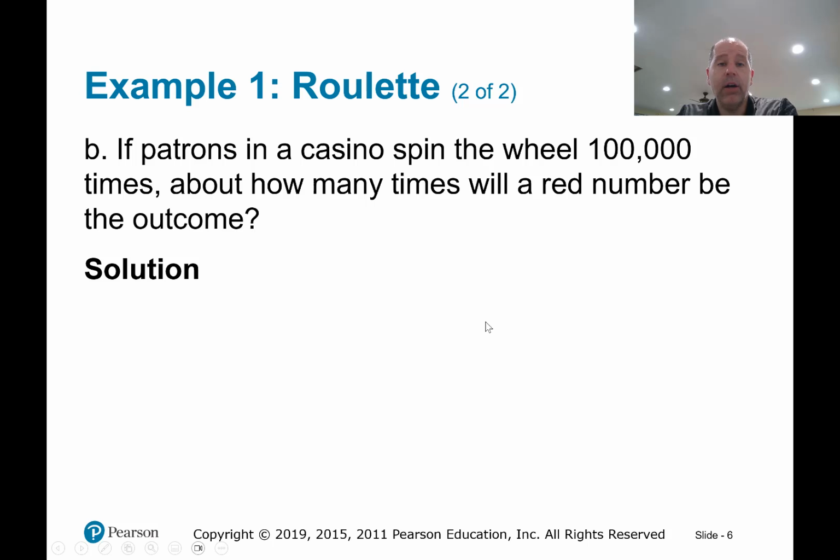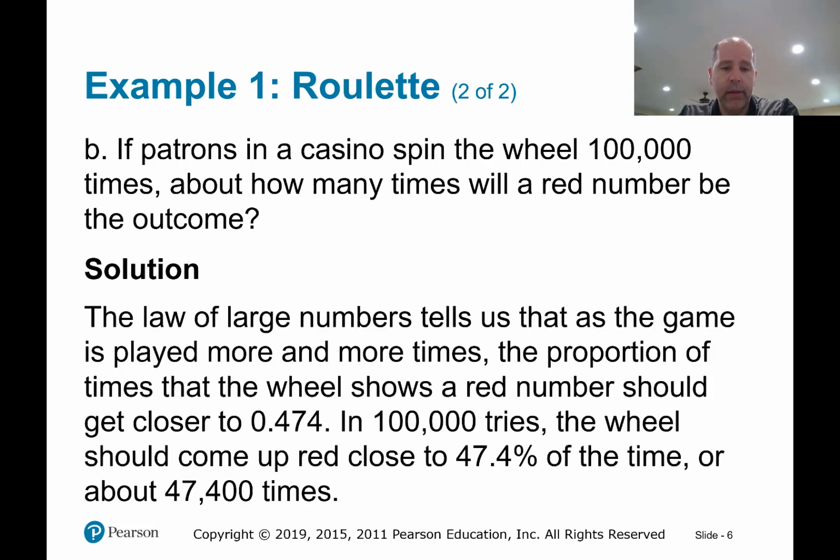So that means if we have 100,000 spins of the roulette wheel, then we would expect 47.4% of those to result in red, which would be what? 47,400 times.